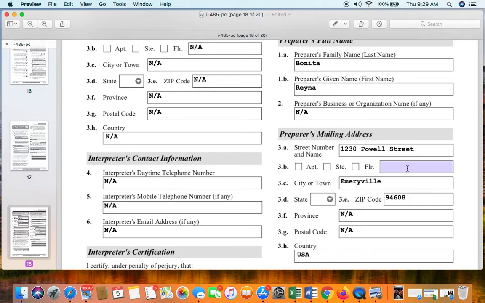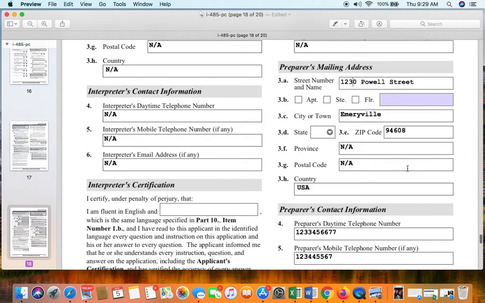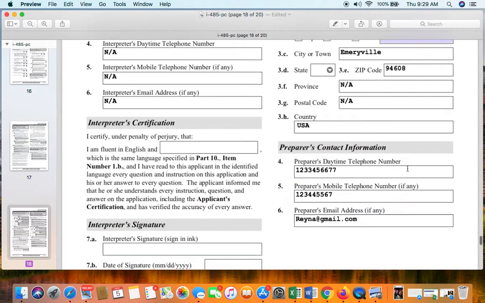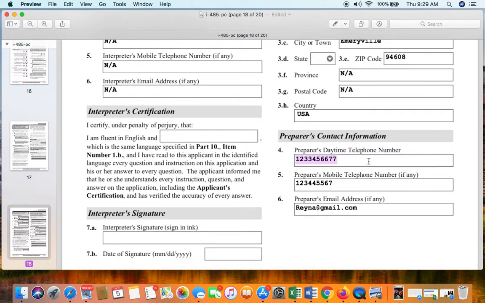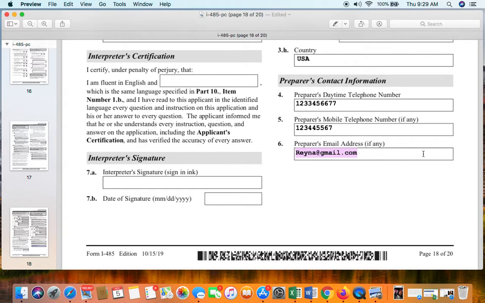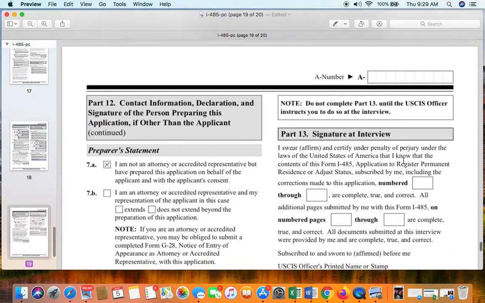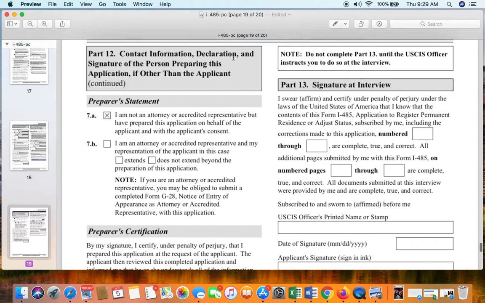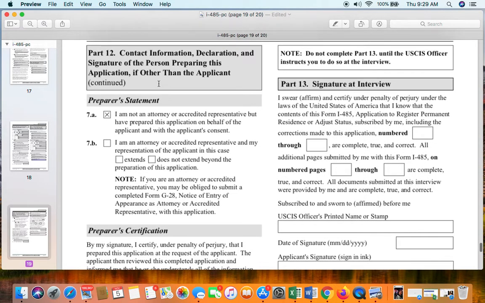I will be the one receiving the mail, okay? So for the preparer's contact, be sure to put your numbers on it, the daytime number and the preparer's mobile number, that is me. Always put a legit number, so if anything happens with your application, immigration can call you right away. And then your email, because they will email you about updates on your application. Part 12, contact information, declaration, signature, continued, okay?